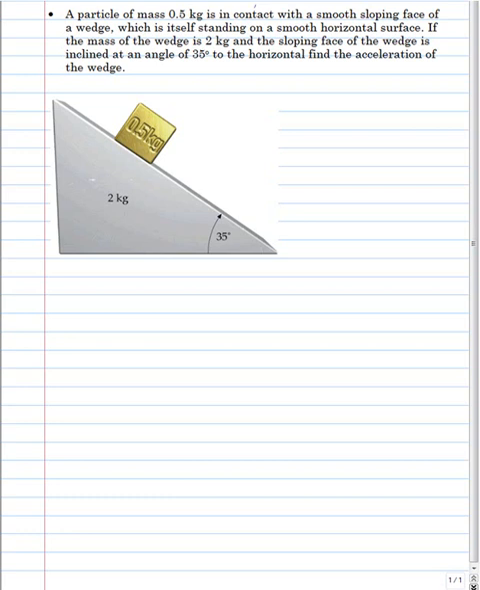So here we have a question in which a particle is sliding down the smooth sloping face of a wedge. But the interesting thing is that the wedge itself is sitting on a smooth horizontal surface. And the question asks us to find the acceleration of the wedge due to the block or the particle sliding down it.